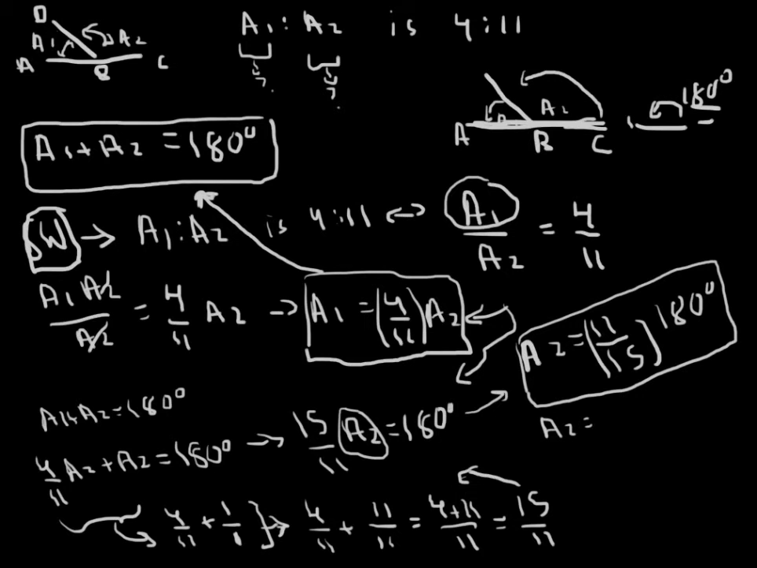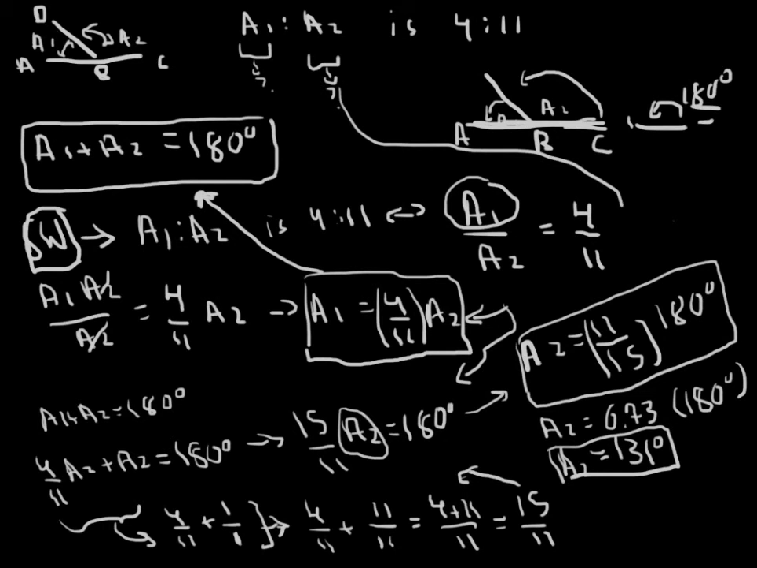So you punch it into your calculator. 11 over 15 is 0.73, which we know is 73%. And when you see brackets like this, it just means multiply. So 0.73 times 180 is 131 degrees. So A2 is 131 degrees. Again, we got to the same result as method 1. The results were the same, but the way we did it was different.